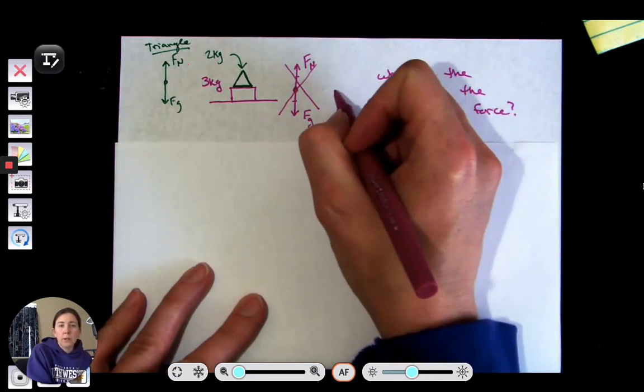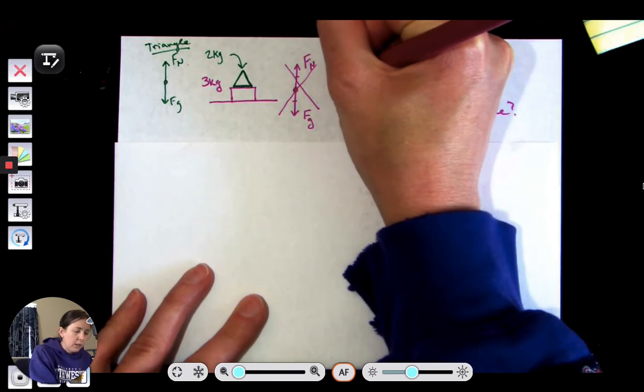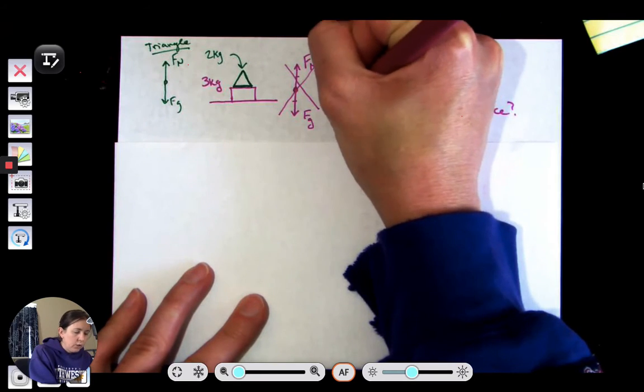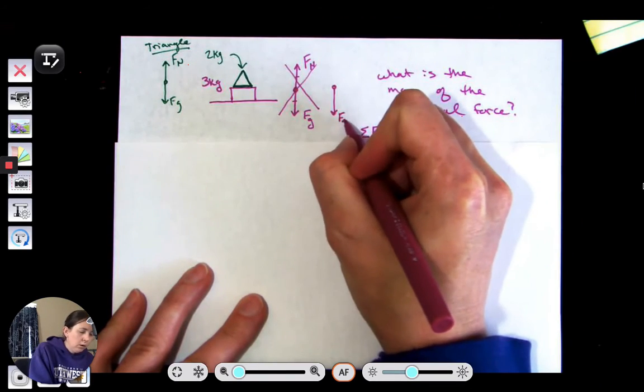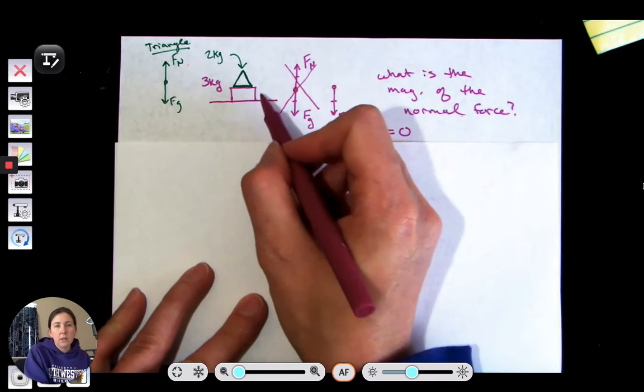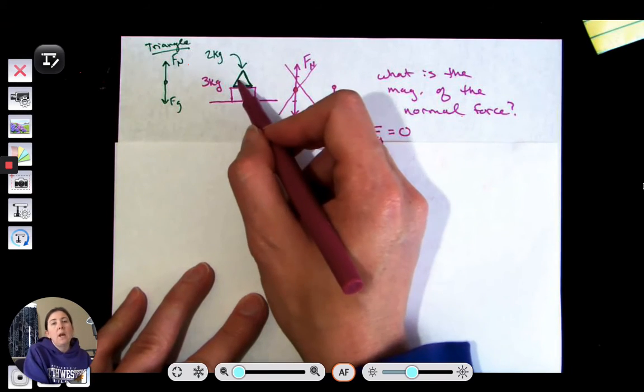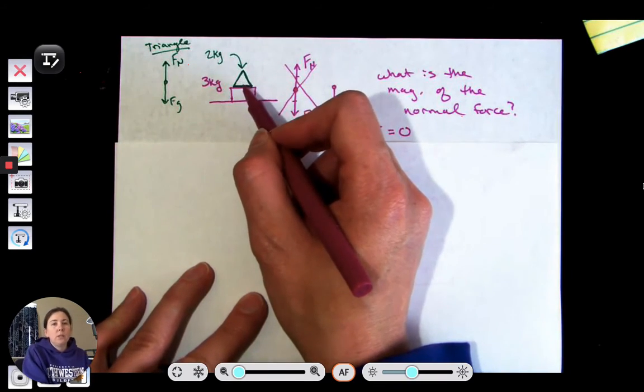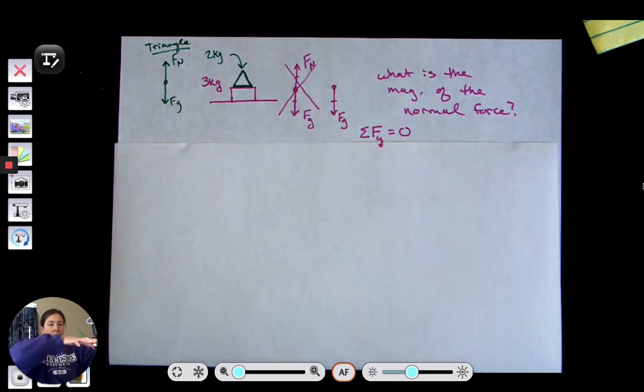We'll draw it right here. So the force of gravity on the box hasn't changed, right? You still get the same force of gravity because the mass of the box hasn't changed. But now we have the triangle that's sitting on the box, and that triangle is pushing down on the box. It's applying a downward force.